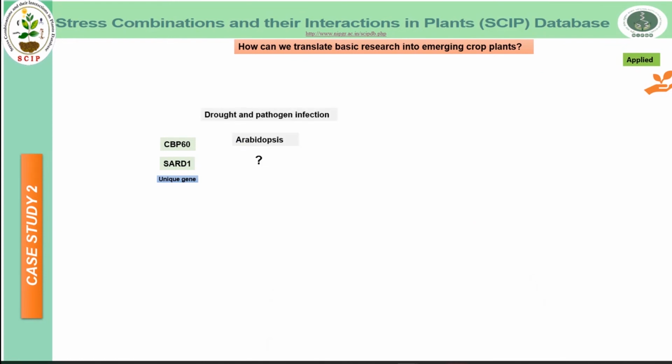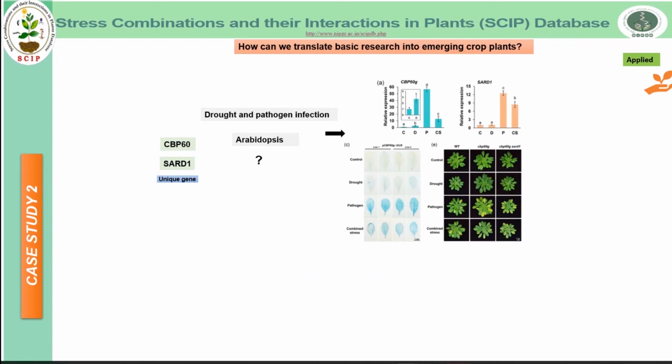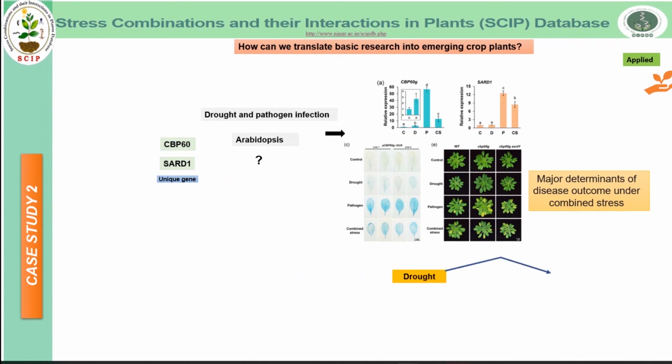drought and Pseudomonas infection in Arabidopsis, we first looked for the expression of the genes in Arabidopsis under the combined stress conditions, and then the genes were downregulated, and the results showed that the two genes are major determinants of disease outcome under the combined stress. We could also find a mechanism of defense against the combined drought and pathogen infection, taking the leads from the SCIP database.